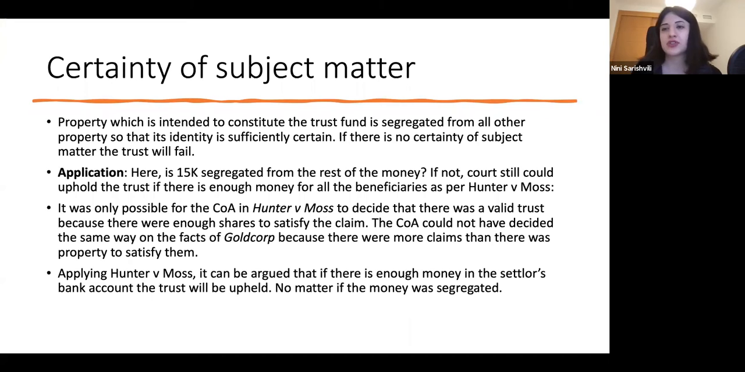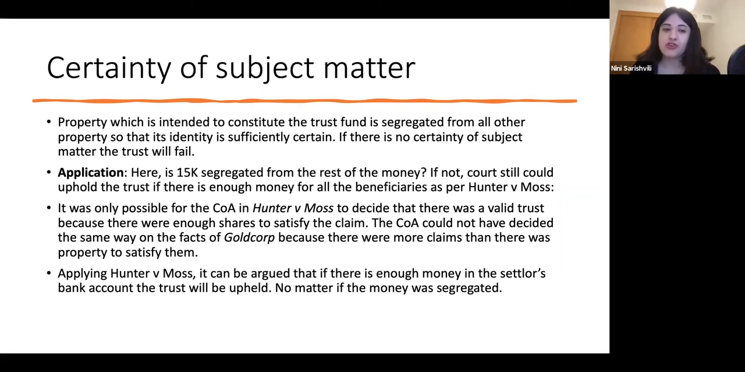Secondly, we have to discuss certainty of subject matter. Property which is intended to constitute the trust fund has to be segregated from all the other property for it to be sufficiently certain. And if there is no certainty of subject matter, the trust will fail. If either of the three certainties is absent, the trust will fail.